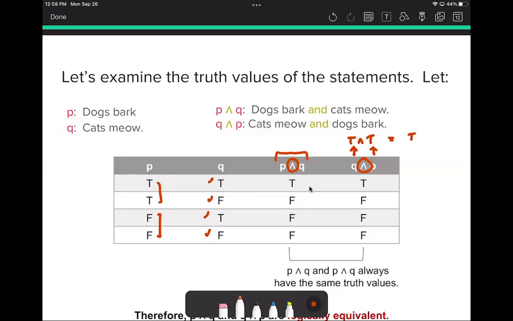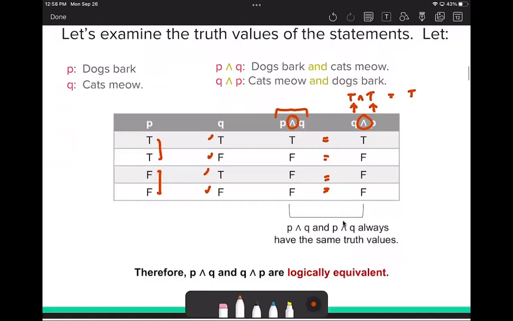Now, we can see that the outcomes for P and Q, and Q and P, are the same. For the first row, if P is true and Q is true, then P and Q is true. Similarly, Q and P is also true. And for the rest of the combinations of P and Q, P and Q and Q and P are similar. So this is the same, this is the same, this is also the same.